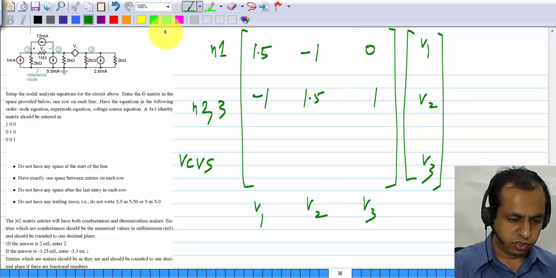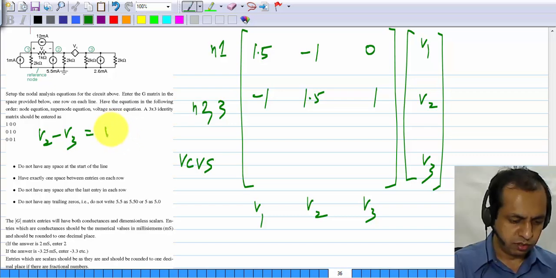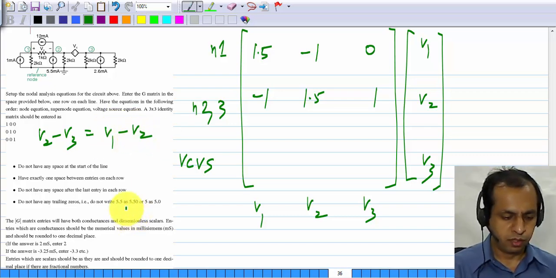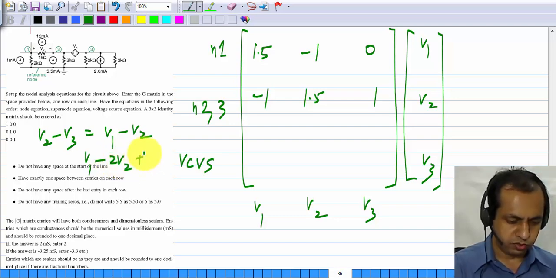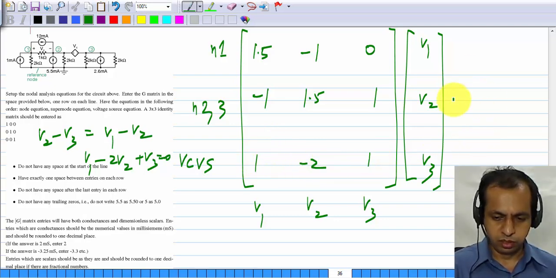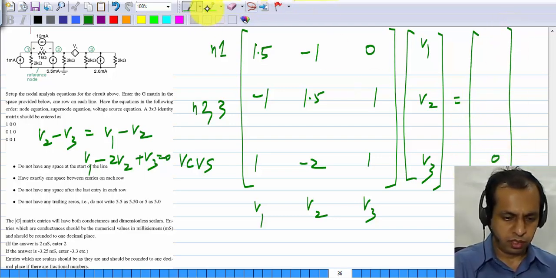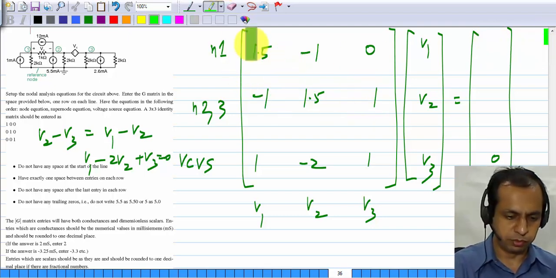The voltage controlled voltage source equation, it is between 2 and 3, so V2 minus V3 will be basically equal to Vx, which is V1 minus V2. So you can write this as V1 minus 2V2 plus V3 is 0. So coefficient of V1 is 1, this is minus 2, this is 1, and this whole thing will be equal to 0. These are dimensions of conductance, they have units of millisiemens.